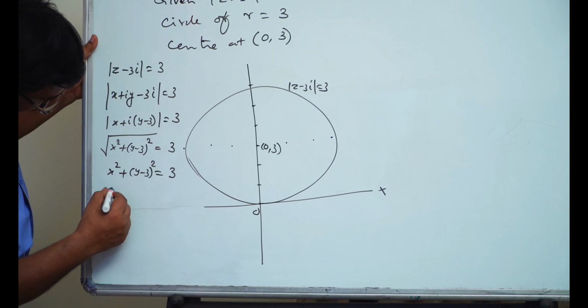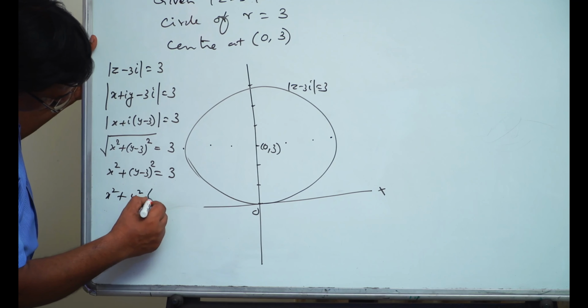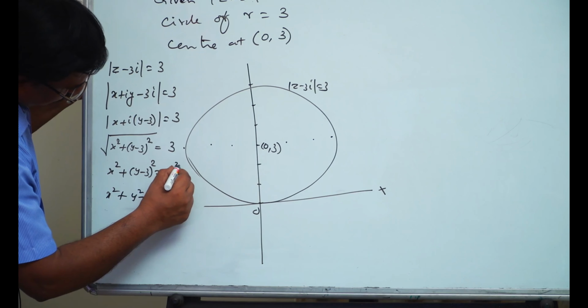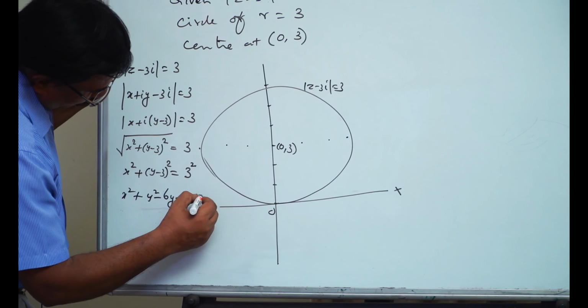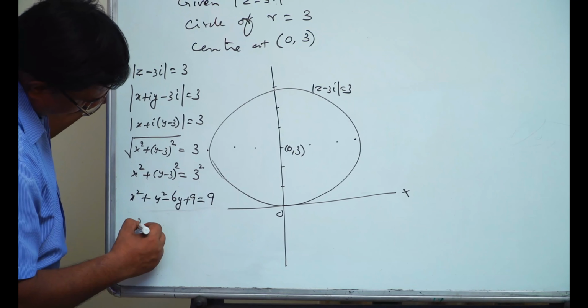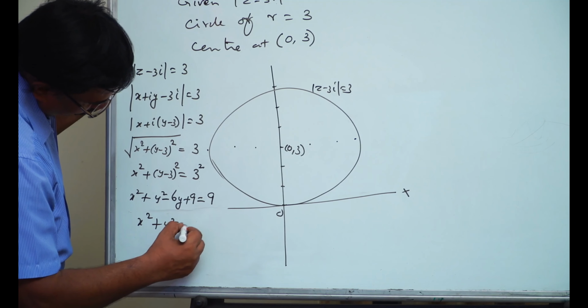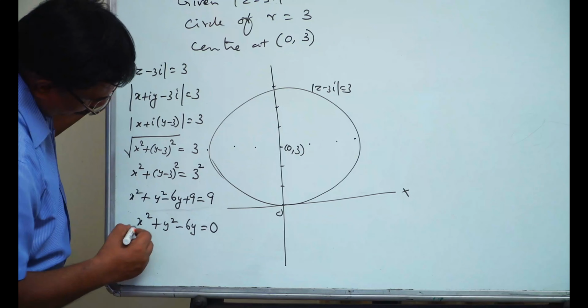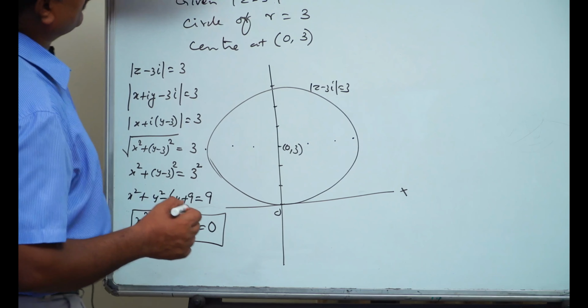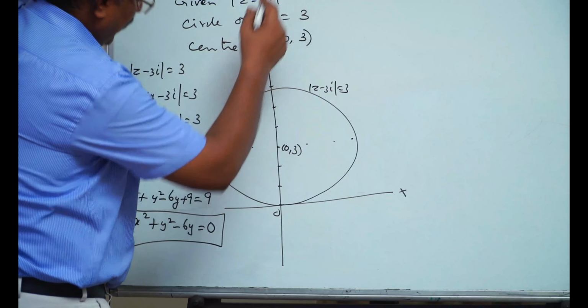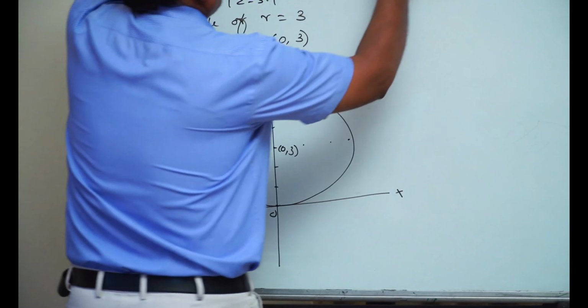So x square plus y square minus 6y plus 9 equal to, I missed squaring here, 3 square is 9. By sending 9 to that side, we get x square plus y square minus 6y equal to 0. This is a very important result. I can write this result here for getting transformations. Once again, x square plus y square minus 6y equal to 0. So keep this in mind.